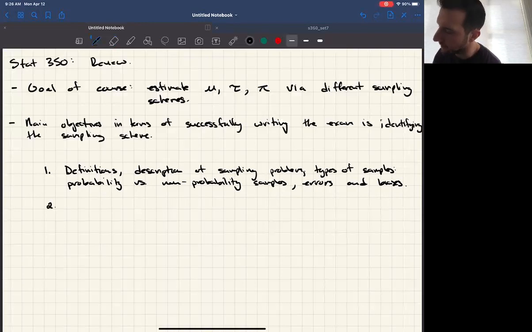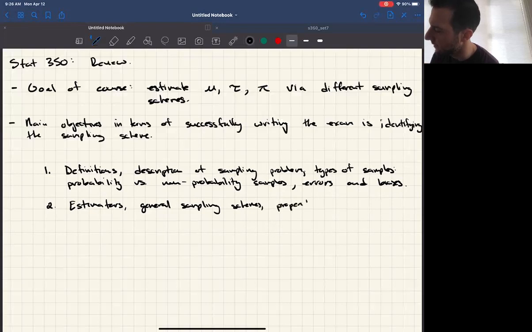Okay, in the second lecture set, we started with the actual mathematical stuff. So here we started talking about estimators, general sampling schemes, we defined the properties of estimators. And then we started to get into the main parts of the course. So then we started with simple random sampling.